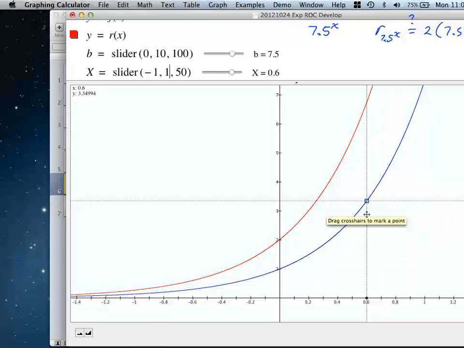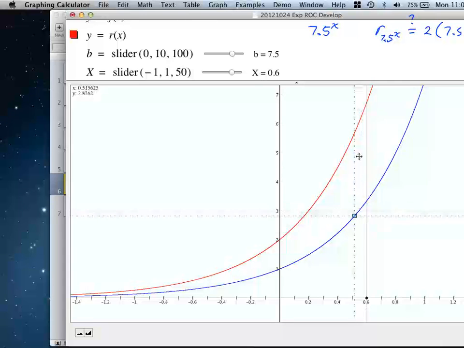3.35. According to our hypothesis, we're thinking that red would be 3.35. Fumbling here. Okay, here we go. Maybe. Oh, it's taking a long time. Sorry. What do we got? 6.75. Okay. About twice as much?